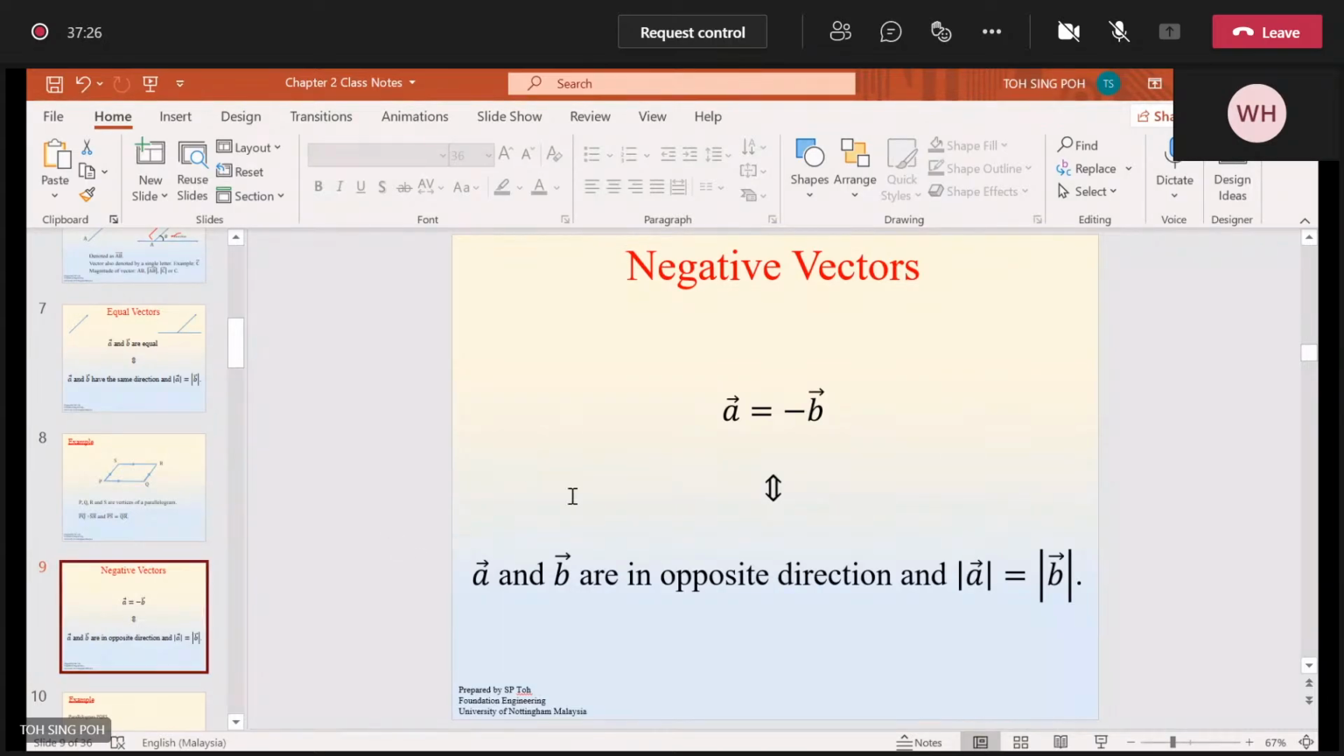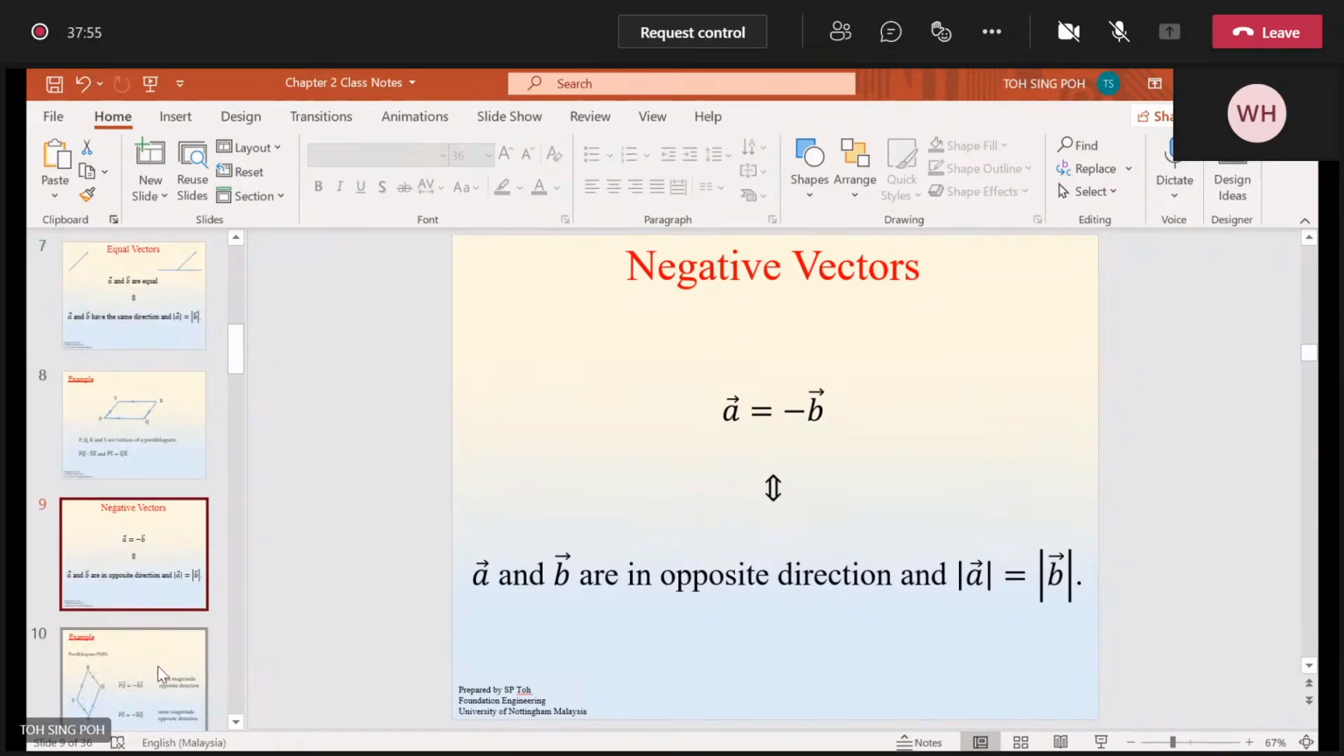Next concept is the negative vector. What is the meaning of negative vector? A equals negative B if and only if A and B have the same magnitude and opposite directions. If it is the same direction and same magnitude, then they are equal. But if they have equal magnitude but opposite directions, then it is considered a negative vector. This is the concept of it.